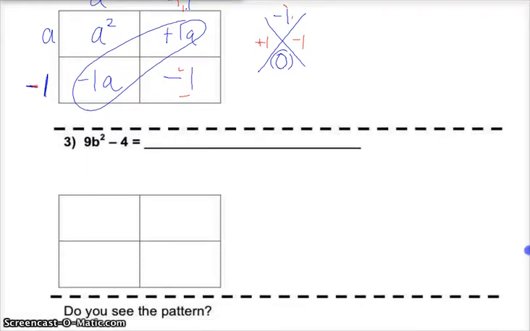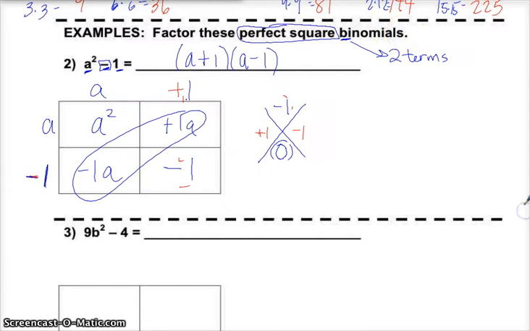Okay, 9b squared minus 4. Again, it's a binomial. There's only 2 terms, separated by a minus sign, and each term is a perfect square. 9, that's 3 times 3. B squared, that's b times b. 4, that's 2 times 2.